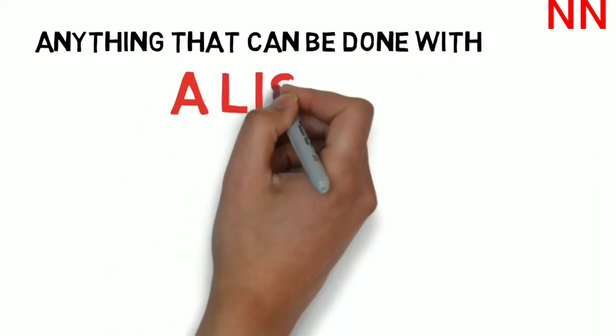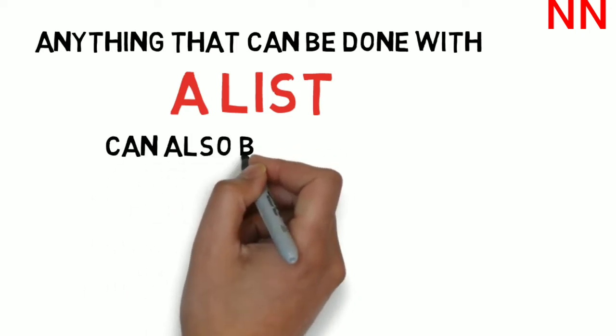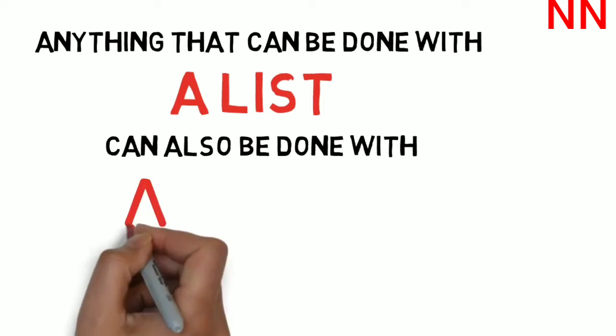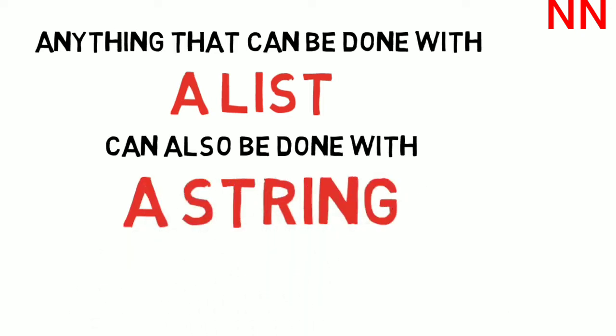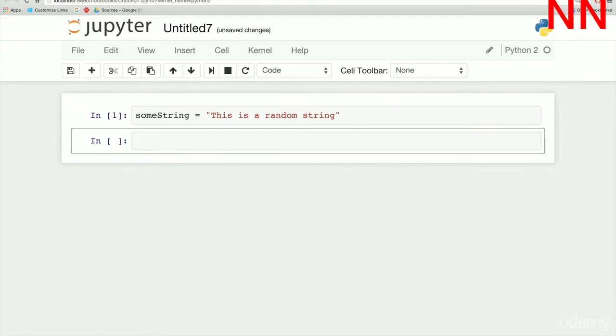So you could find the length of the string, you could iterate through the characters of the string, you could add characters or remove characters from a string. Anything you can do with a list, you can do with a string as well. Let's go through some code and see how this works.